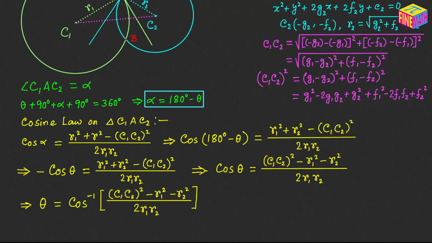So if we are provided with the equations of two intersecting circles, then we can easily determine their radii from the given equations. Also, we can easily calculate the square of the distance between the two centers, and then we can easily find out the value of the angle theta. Next, we are going to talk about orthogonal intersection.